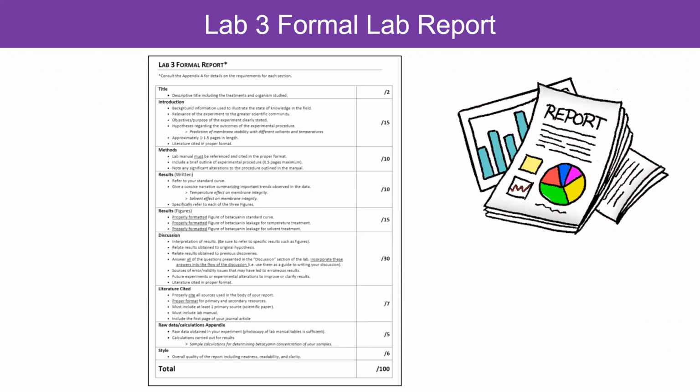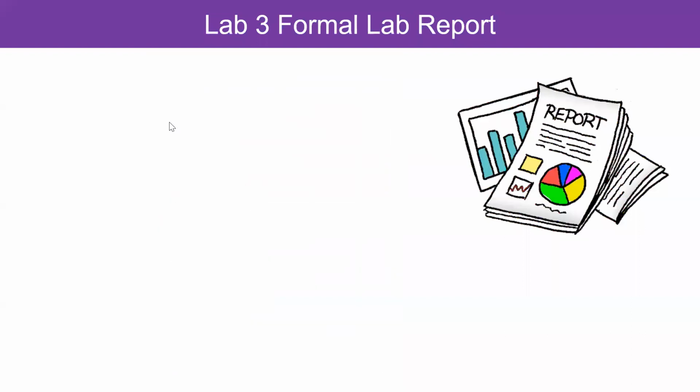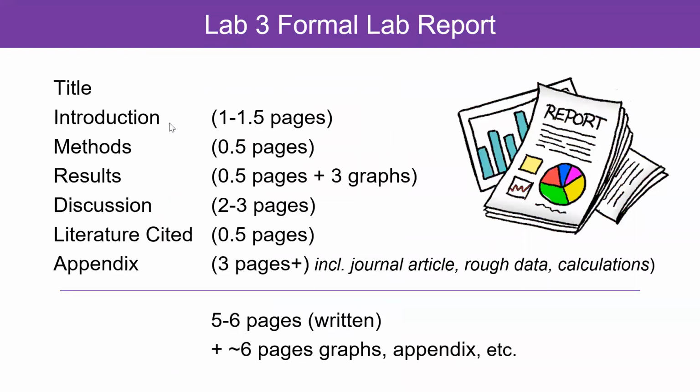So Lab 3 is a formal report, which means it's going to be worth a lot more marks, somewhere around 12%, 14% of your final grade. So this is a major component of the course. This is the report marking guide that's found at the end of Lab 3. And you can see that it contains a whole bunch of different sections. And you're going to get grades for all these sections: title, introduction, methods, results, discussion, literature cited, and appendix.